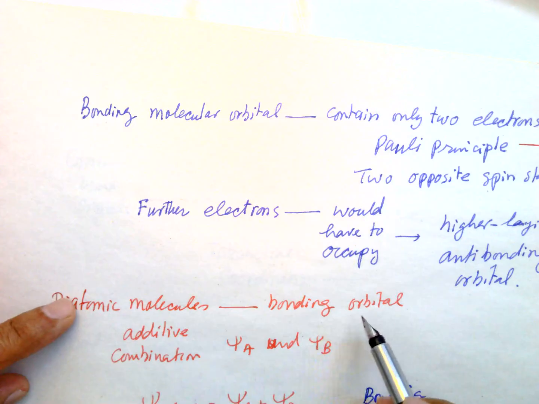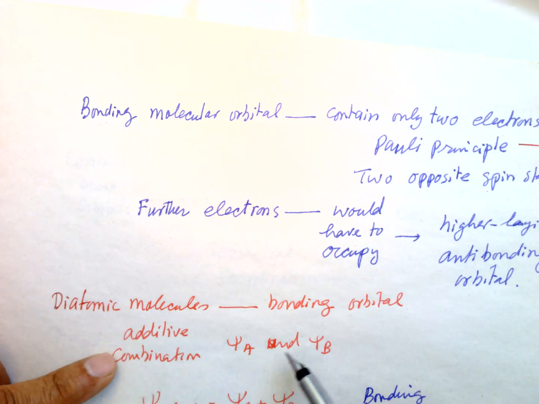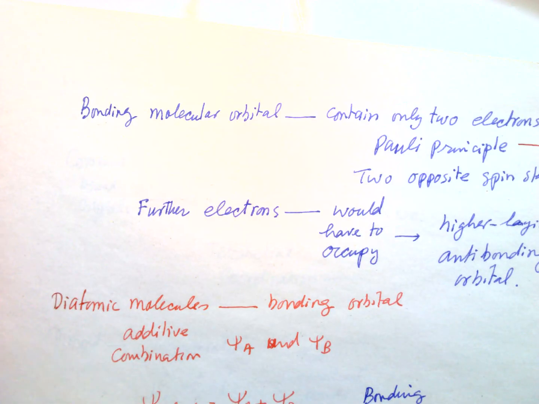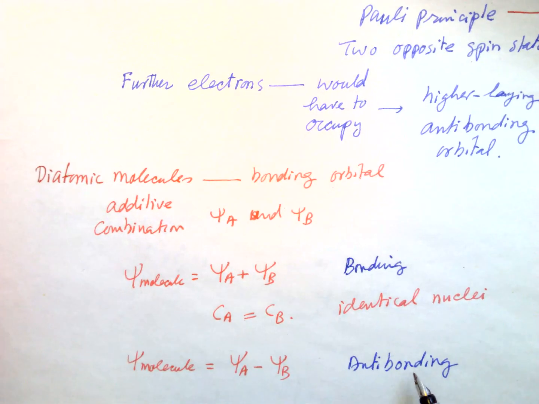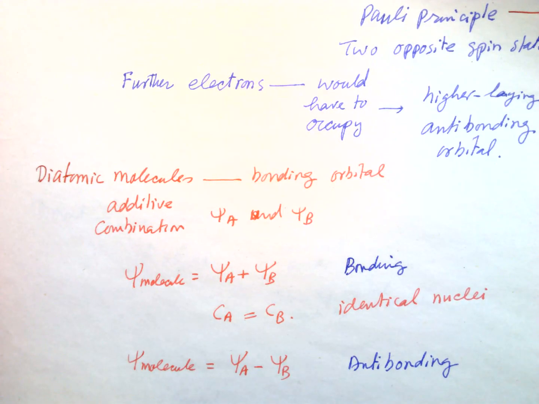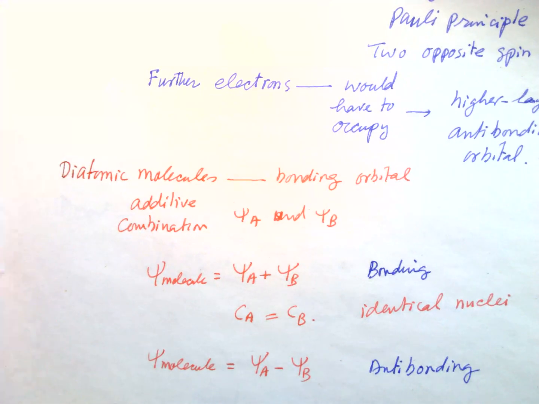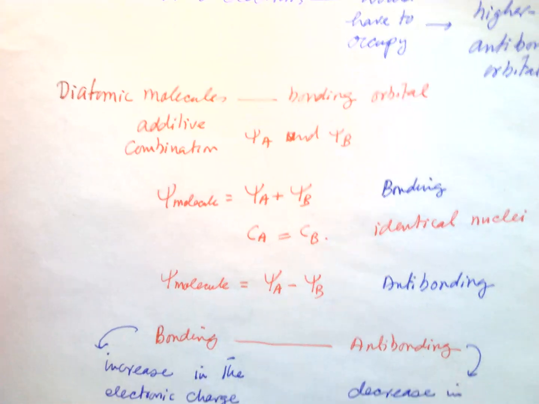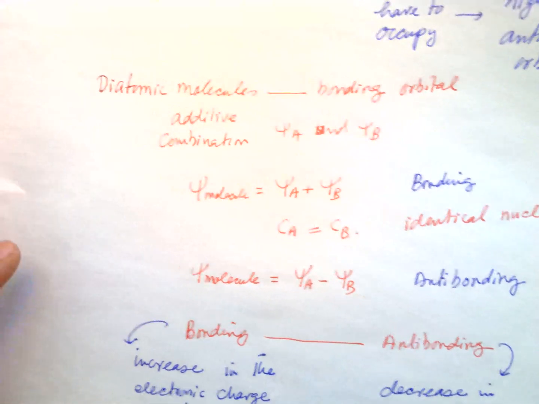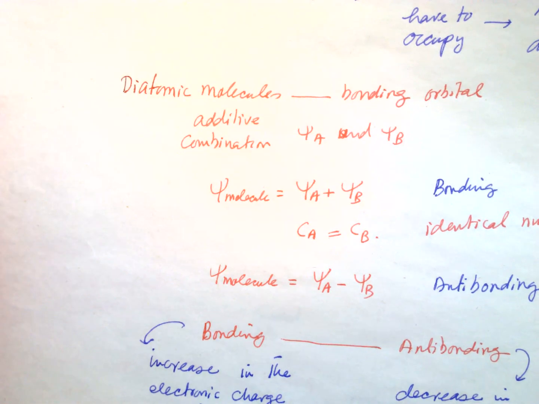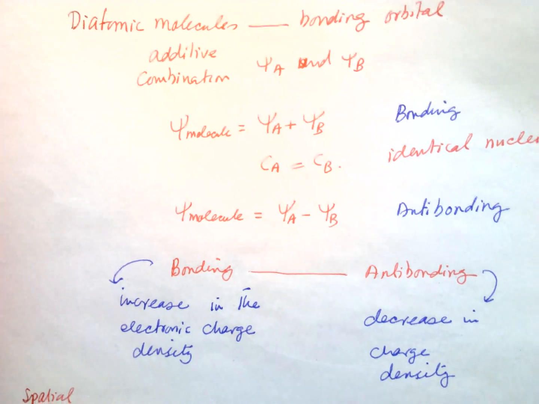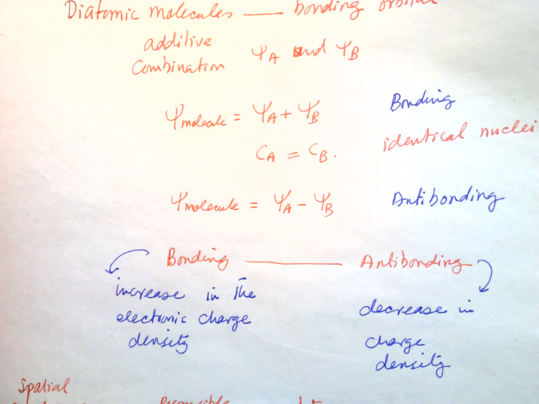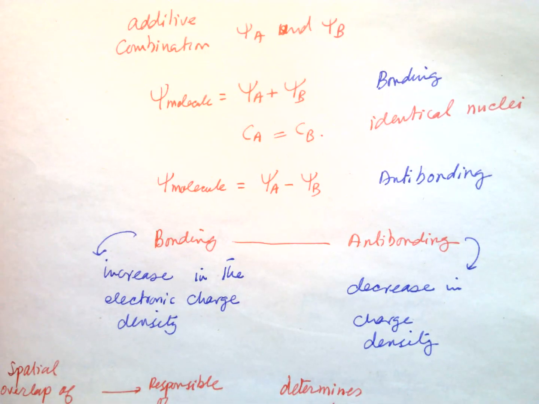For the diatomic molecule, the bonding orbital is the additive combination psi A plus psi B, and the coefficients will be the same. And if it is the difference, psi A minus psi B, it is antibonding. Bonding gives an increase in electronic charge density, and antibonding a decrease. The overlap of the wave functions is responsible for the bonding. That determines the energy gain of the bonding orbital of the molecule and the binding energy.